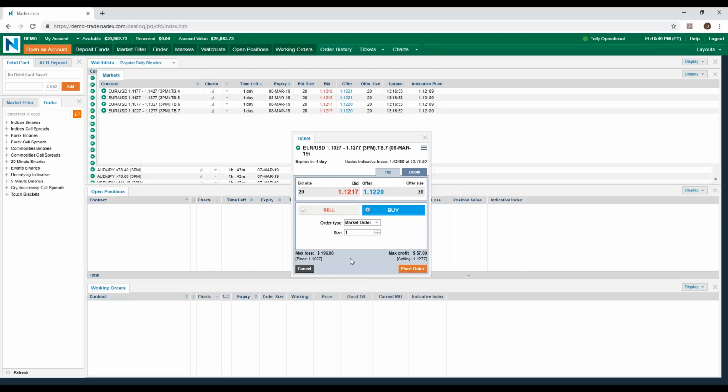So if you bought this particular touch bracket, what would have to happen for you to lose the entire $197? Who can tell me? What would have to happen for you to lose that maximum loss amount? If you're buying, you're expecting the market to go up. But if you're wrong and the market goes down, how far does it have to go down for you to lose and be down your entire maximum risk? Can anyone tell me that? Does anyone know?